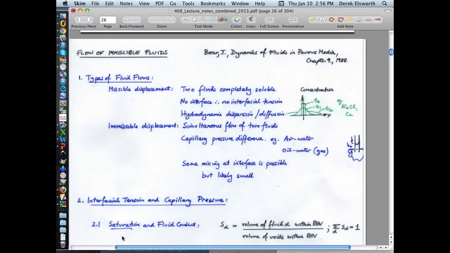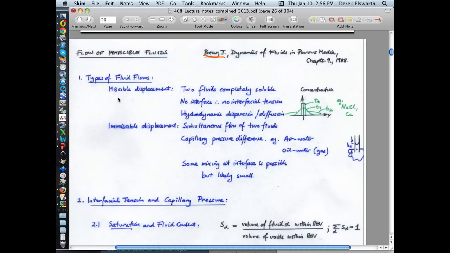So the notes for this, if you're interested in finding out a bit more about it, the text by Jacob Bear is one that goes into it in much more detail than Feder. Most of the material that we'll talk about in capillary behavior in this class has come out of that. So if you're interested in learning more about it, then look at this.